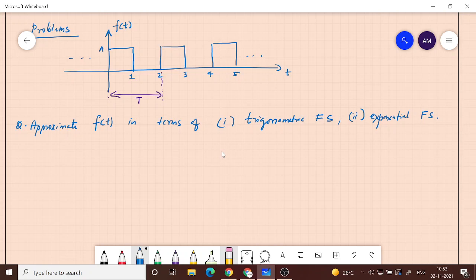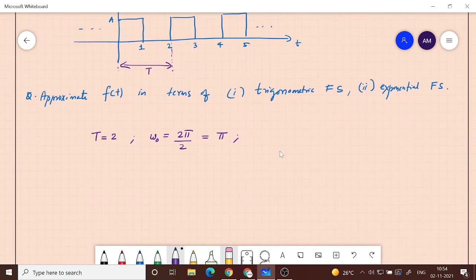Okay, so number 1, you need to find out what is the period. So what is the period? T is 2. Omega naught is 2 pi by 2, which is equal to pi. Okay, this is the information that we require. So let us look at part 1.